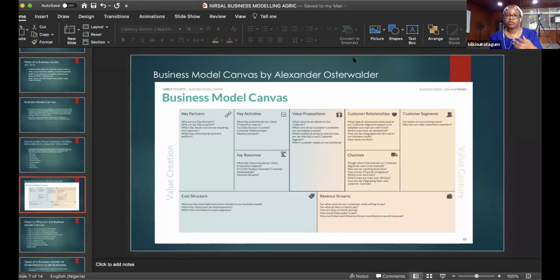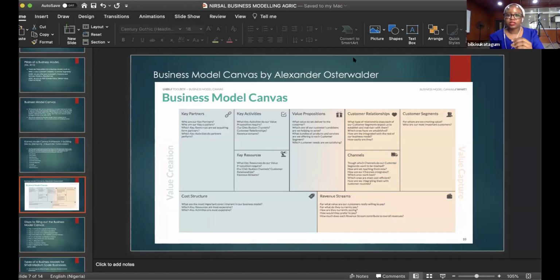Then the last thing is what kind of customer needs are we satisfying? It's almost the same thing as what kind of problems you are trying to solve for customers. So what needs are you satisfying for them? What value are you giving to the customer that will satisfy that need they have or resolve that problem they have? So those are the things that come under value propositions.